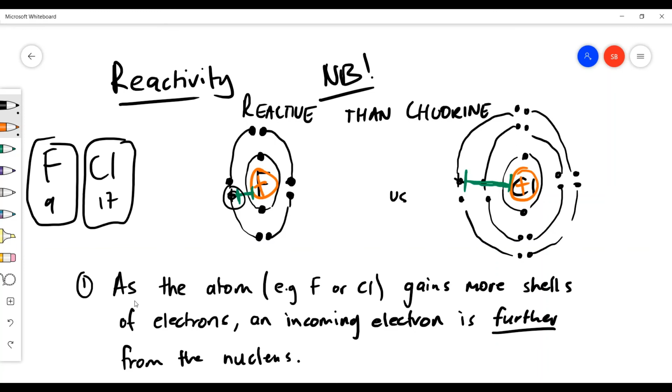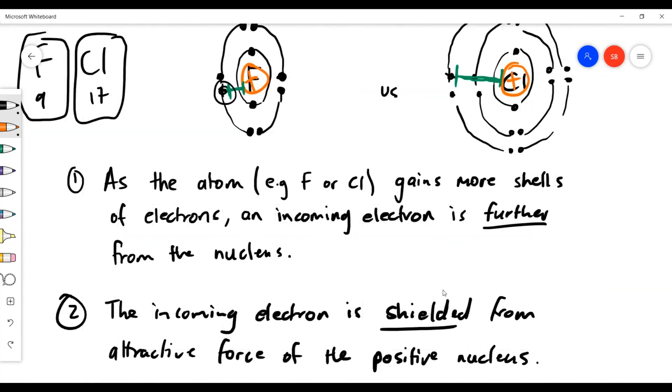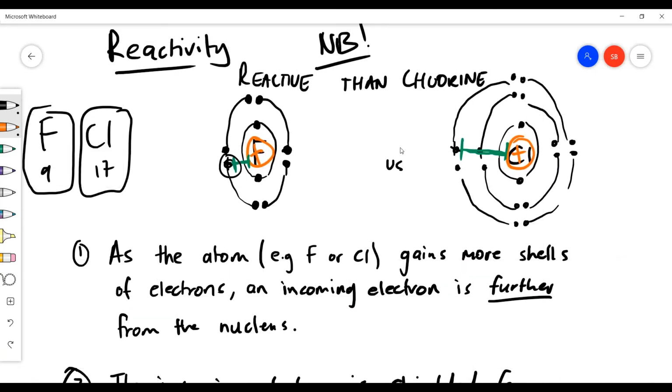So let's just read it through together and see if it makes sense. As the atom gains more shells, so chlorine has more shells, an incoming electron is further from the nucleus, and the incoming electron is shielded from the attractive force of the positive nucleus. In other words, there's more distance between the positive nucleus and this incoming electron. Therefore, it won't happen that easily if there's just a whole bunch of these shells.